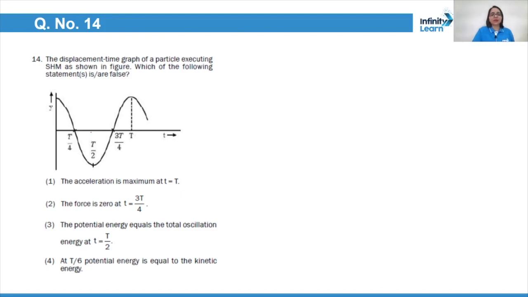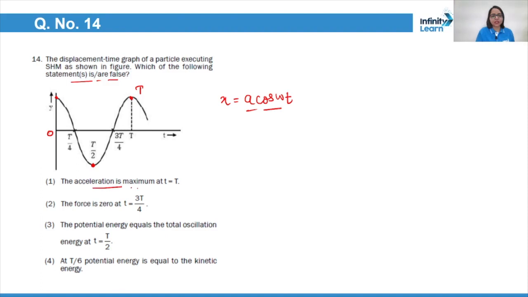Next is question number 14. The displacement time graph of a particle executing SHM is shown in the figure. Which of the following statements is false? Okay. So you can see that displacement is maximum at t equals 0, at t equals T by 2 and at t equals capital T. That means the particle is starting its motion from the extreme position, right? So you can write the equation as x equals a cos ωt. Okay. Now we need to identify the false statement.